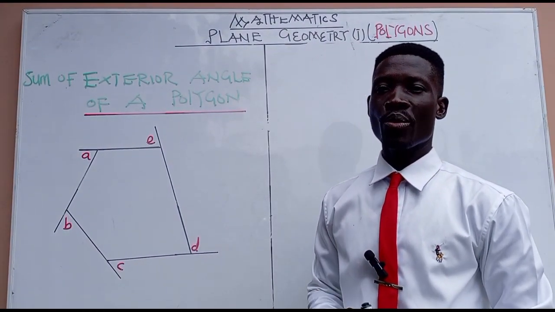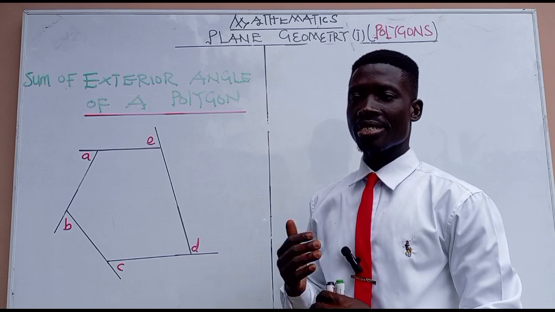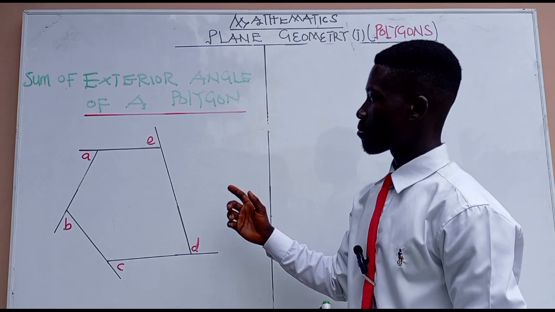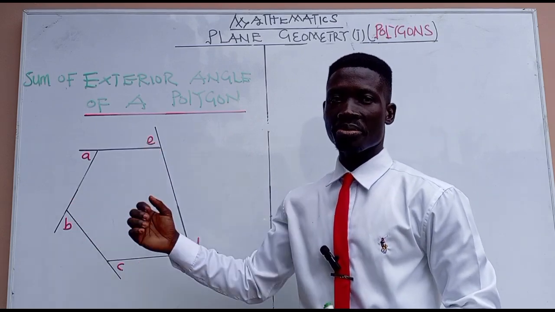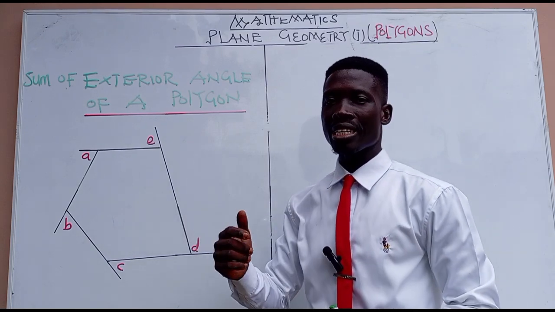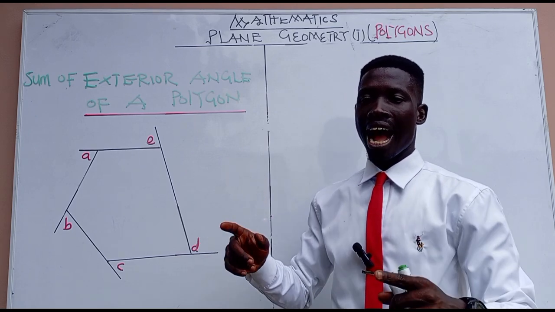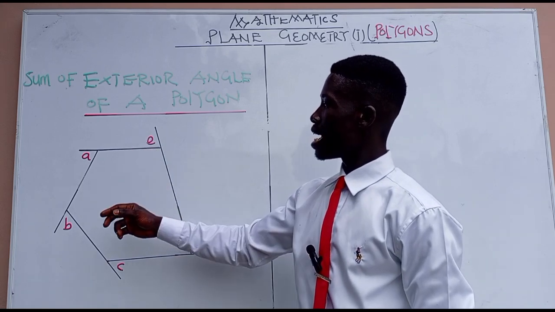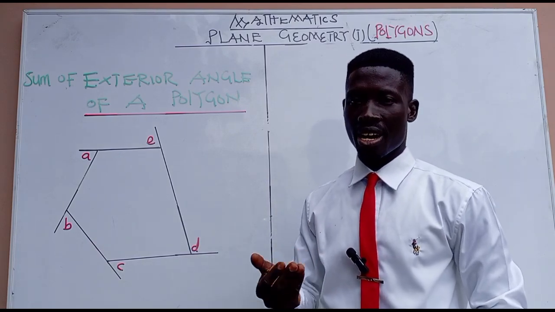So the next thing that we are looking at is the sum of exterior angles of a polygon. Looking at this very diagram, we have angles being formed outside this figure. These angles formed outside the figure are what we term as exterior angles. So exterior angles are angles that are formed outside the plane figure. So angles E, A, B, C, and D are called exterior angles.